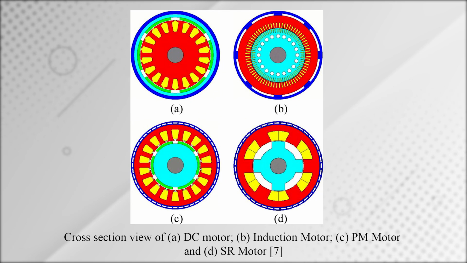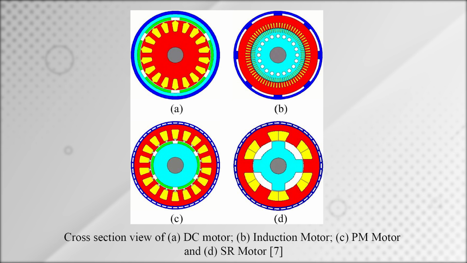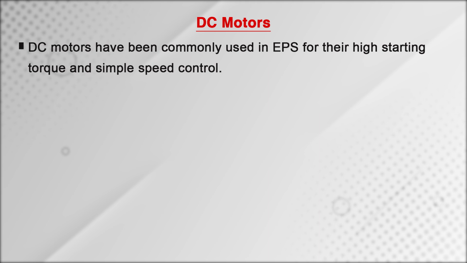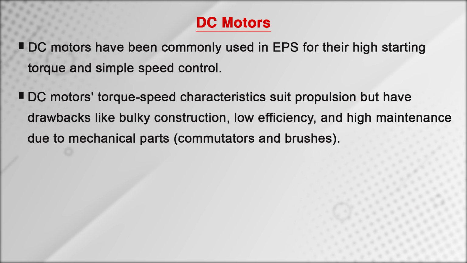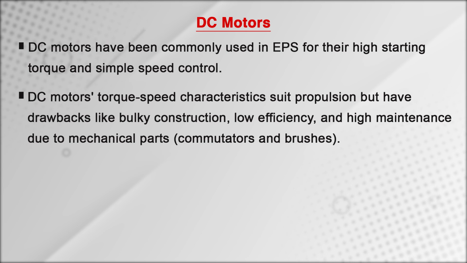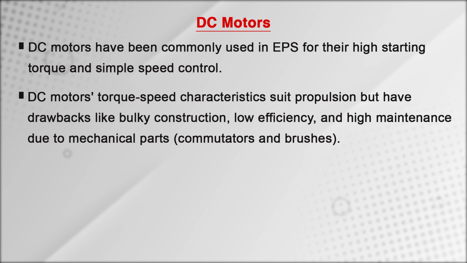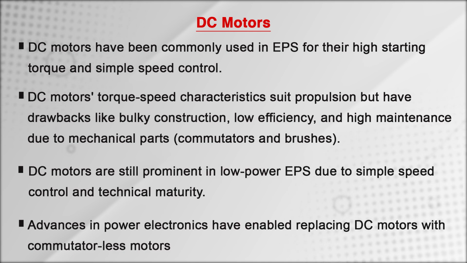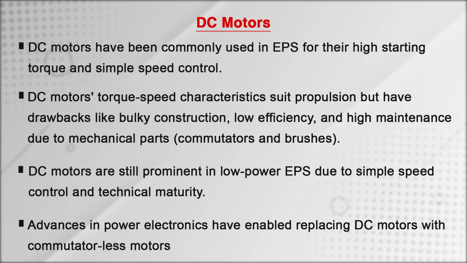So, let us discuss these motors one by one to appreciate their application in electric propulsion systems. Traditionally, DC motors have been used for electric propulsion systems due to their high starting torque and simple speed control. The torque speed characteristics of DC motors exhibit good compliance for propulsion application. However, the inherent disadvantages of bulky construction, low efficiency, and the presence of mechanical commutators and brushes that aggravate maintenance requirements limit their use in maintenance free vehicle applications.